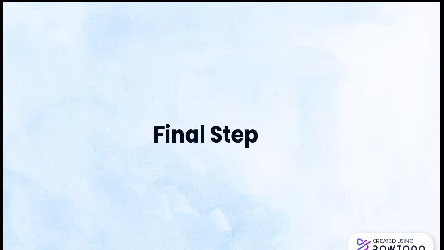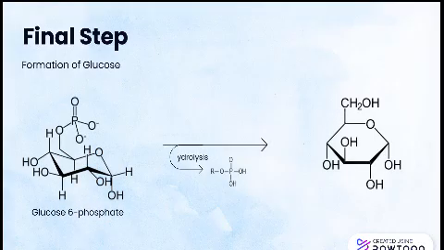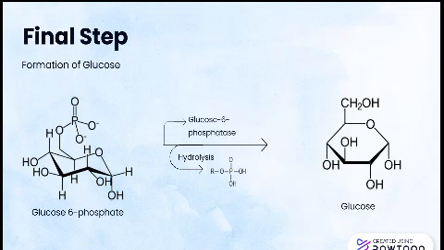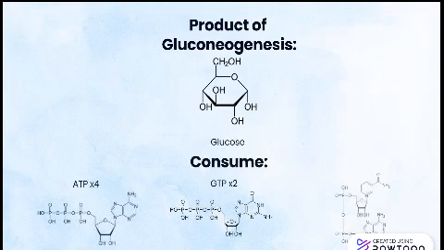Finally, in the third bypass step, glucose 6-phosphate undergoes dephosphorylation to form glucose using the enzyme glucose 6-phosphatase. The final product of gluconeogenesis is one molecule of glucose. To make this glucose, the body uses 4 ATP, 2 GTP, and 2 NADH molecules.